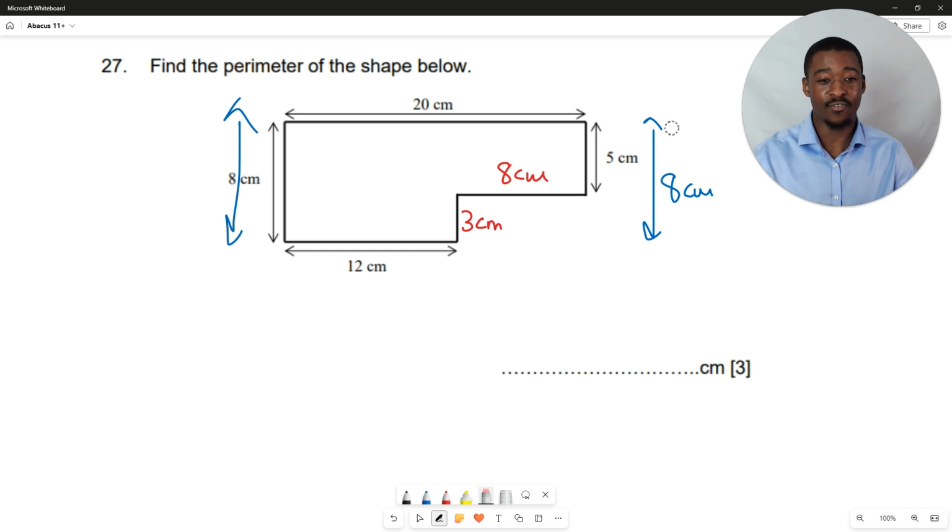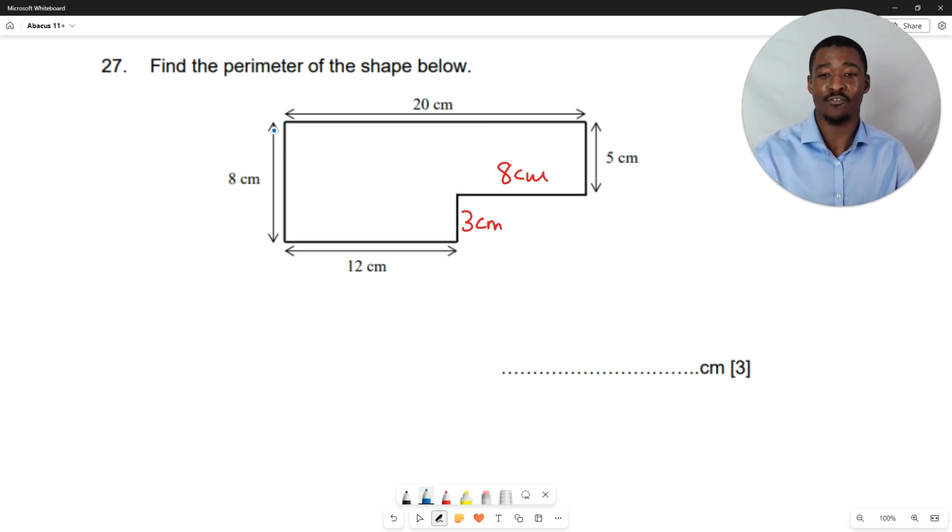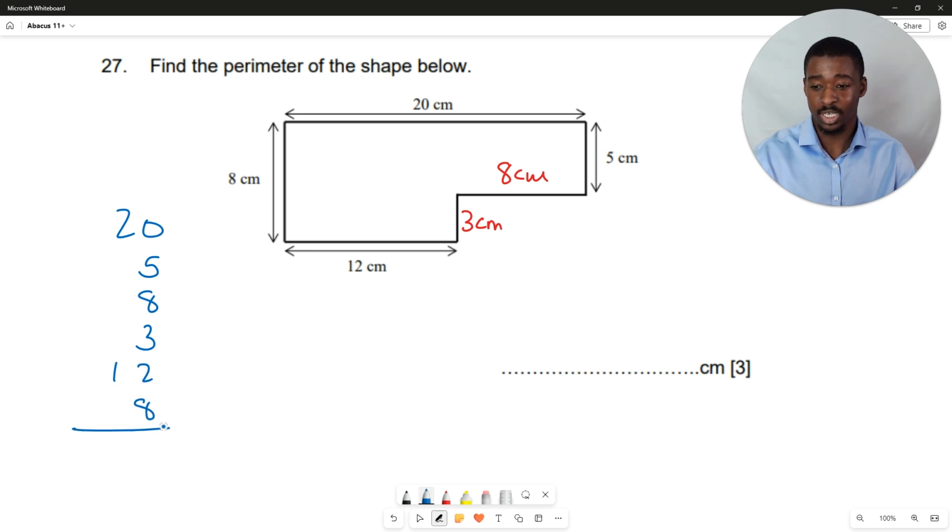And now we have everything we need to work out the perimeter, because the perimeter, remember, is the distance around the outside of the shape. We must cover every single side of the shape. So here we have 20 plus 5 plus 8 plus 3 plus 12 plus 8. So let's be careful, not make any silly mistakes.